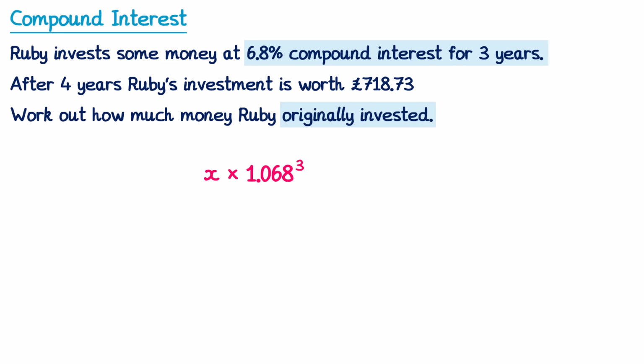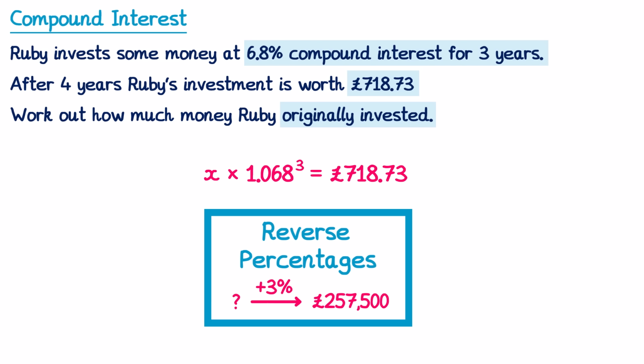But this question's interesting because we're told the amount of money that the investment will be worth after 4 years. We know the answer to this calculation, it must be £718.73. So we can write that this is equal to £718.73. Some of you may now recognise this as a reverse percentage calculation, just like my last video. If you're not familiar with that, you may want to go and watch it. There's also a link to that one in this video's description.